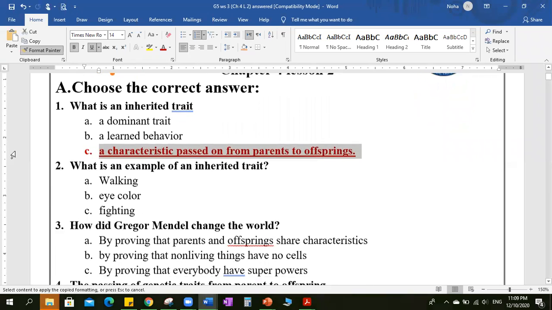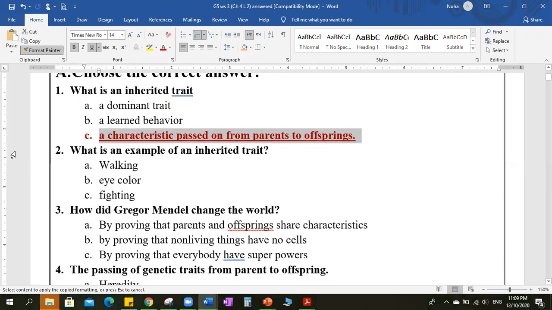Number 2, what is an example of an inherited trait? So we have walking, eye color, or fighting. Of course, it's eye color because we learned both walking and fighting.